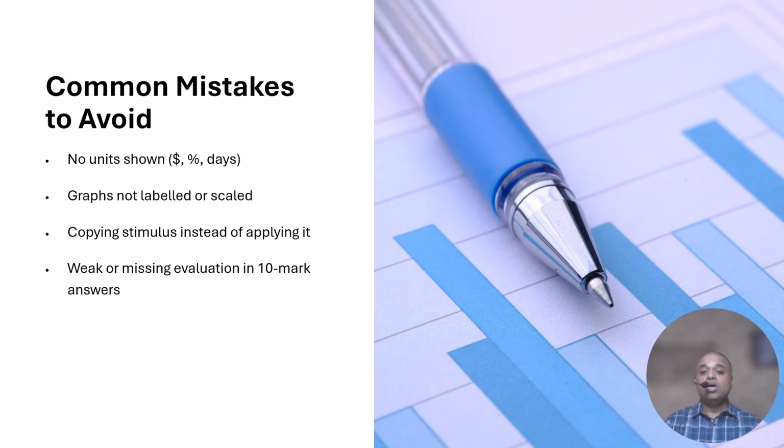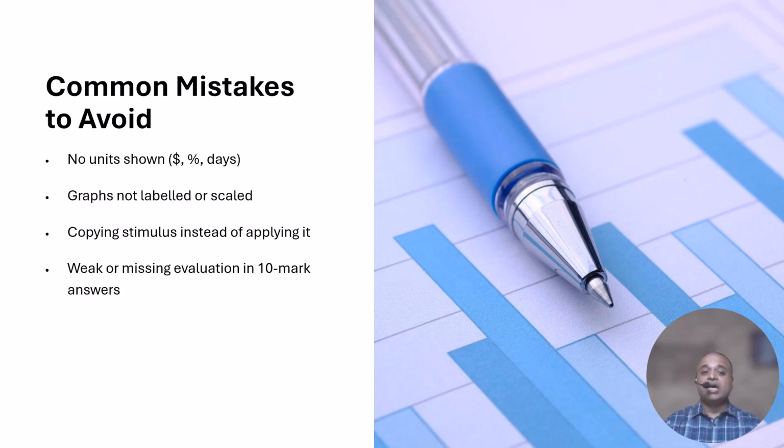Next, poorly labeled graphs. Whether it is break even, cash flow, or cost curves, if your axis, lines, or break even point aren't clearly labeled, you won't get full marks.